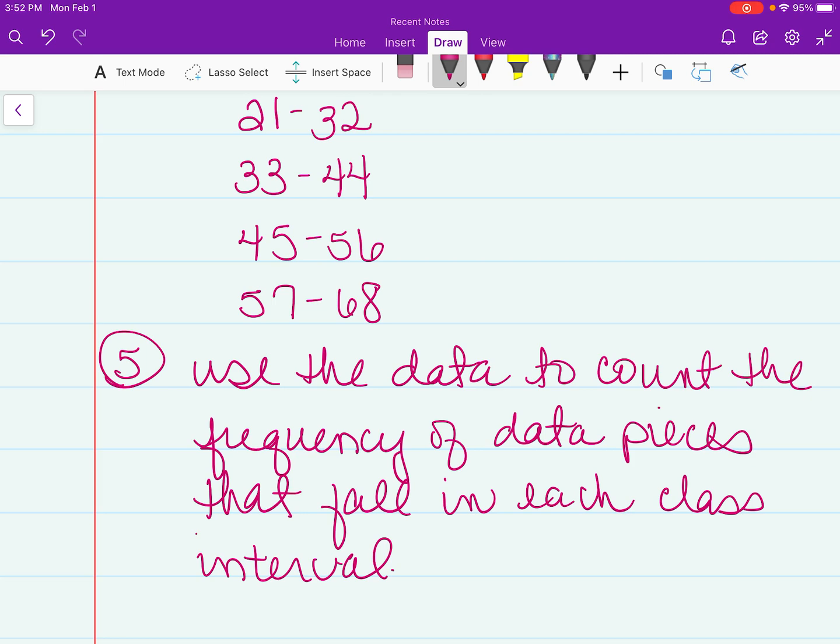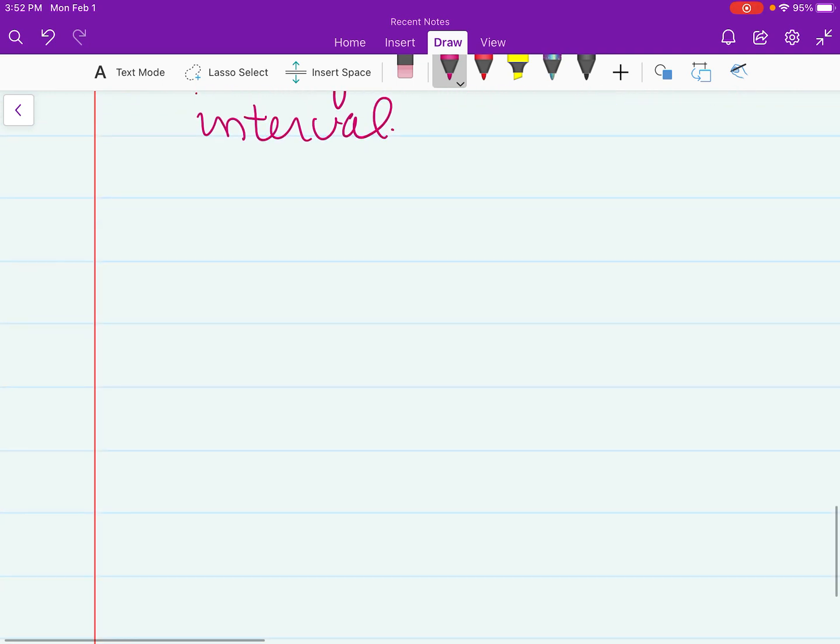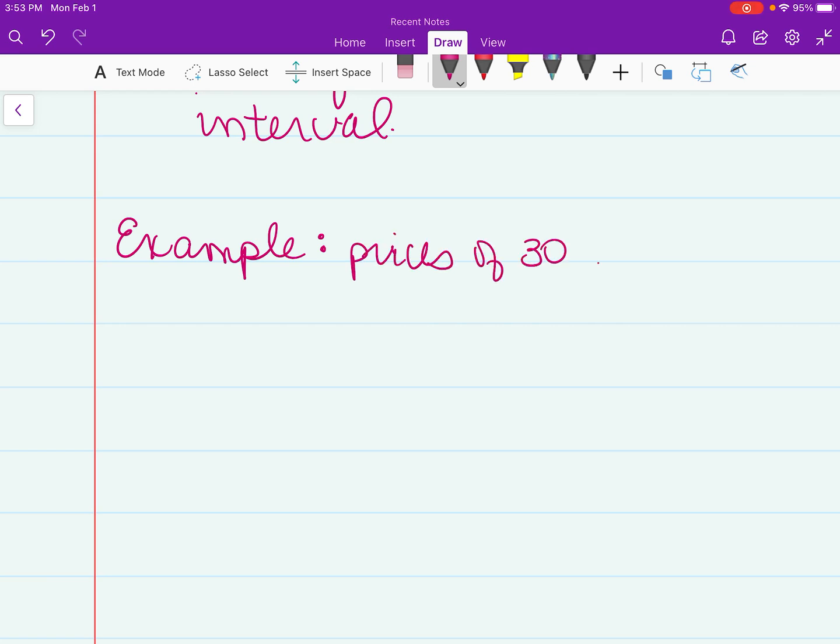So, I'm going to give you an example. These are prices of 30 portable GPS systems.